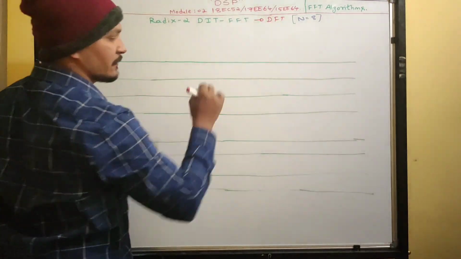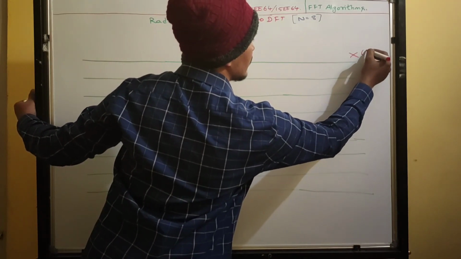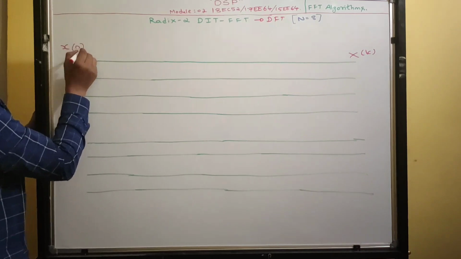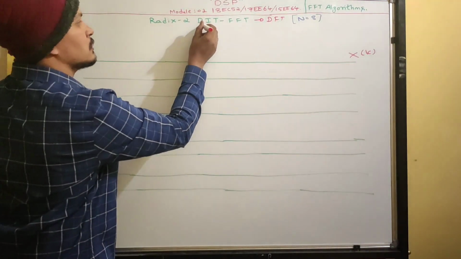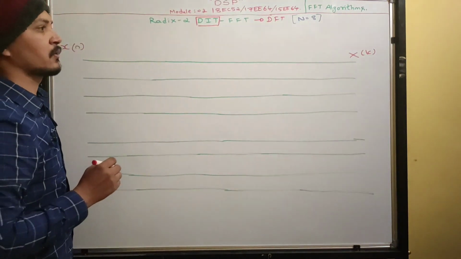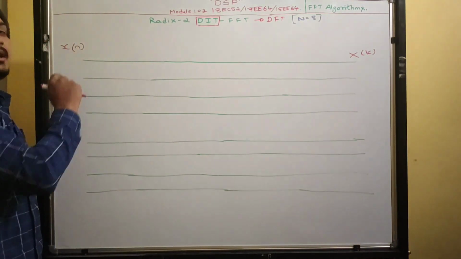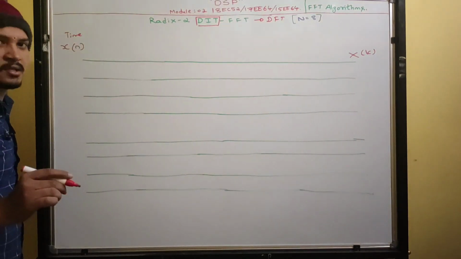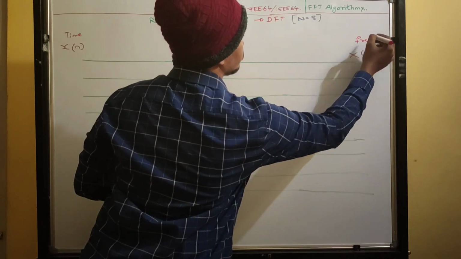To compute DFT, what is the output in DFT? Output in DFT is X of k. What is the input in DFT? x of n. x of n. Fine. Now they have given decimation in time. Okay. X of k is frequency. x of n is time. Okay, this is the time domain. Okay, x of n is time only and X of k is frequency.